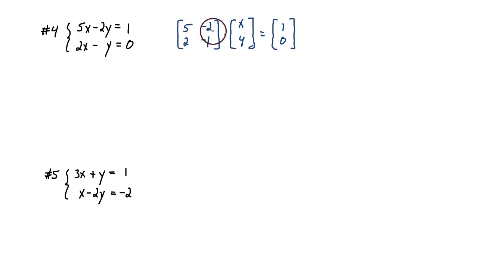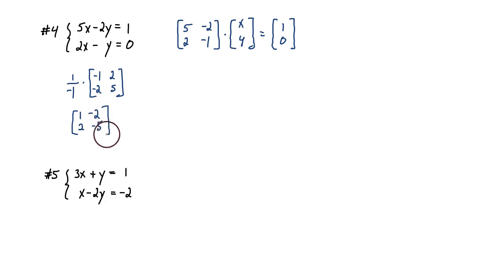Now let's find the inverse of the coefficient matrix. 1 over its determinant. Negative 5 minus negative 4. And that makes negative 1. Switch these numbers and change the sign here and change the sign here. Now multiply the scalar to those 4 entries. We get 1, negative 2, 2, negative 5. This is our inverse. Again, we're going to times that here and times it right in here.